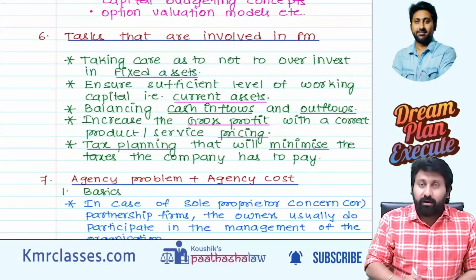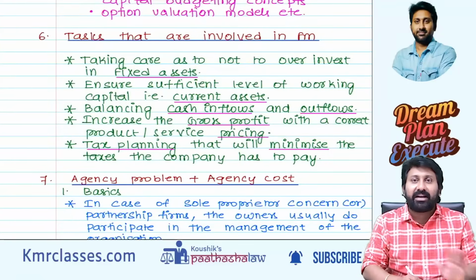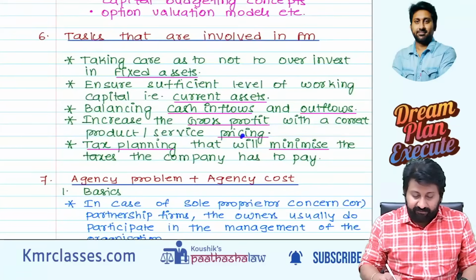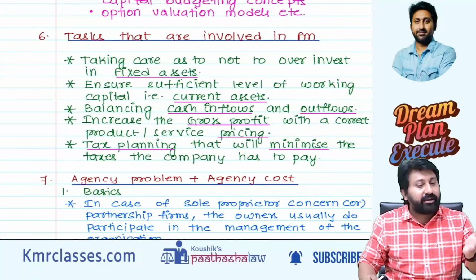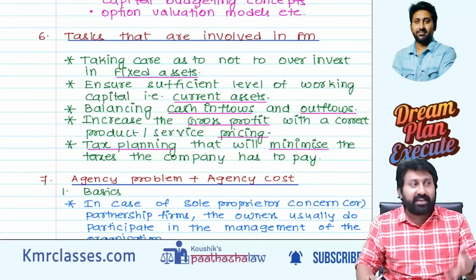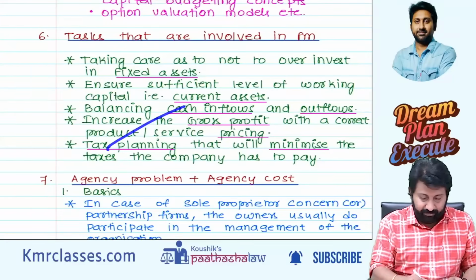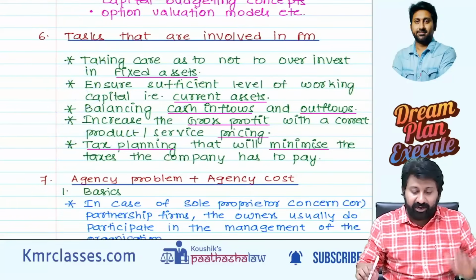Next, sir, cash inflow and cash outflow came. At the end, what will be there? Gross profit, with correct pricing you need to do. Finally, tax planning. More debt, more tax saving. Less debt, less tax saving. That's it. 5 points.